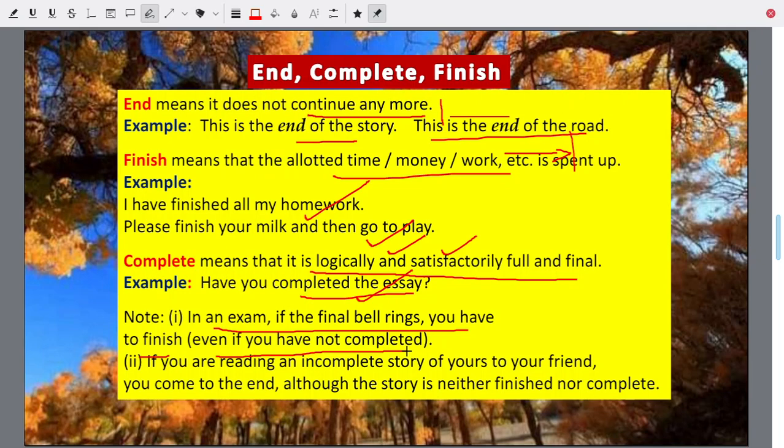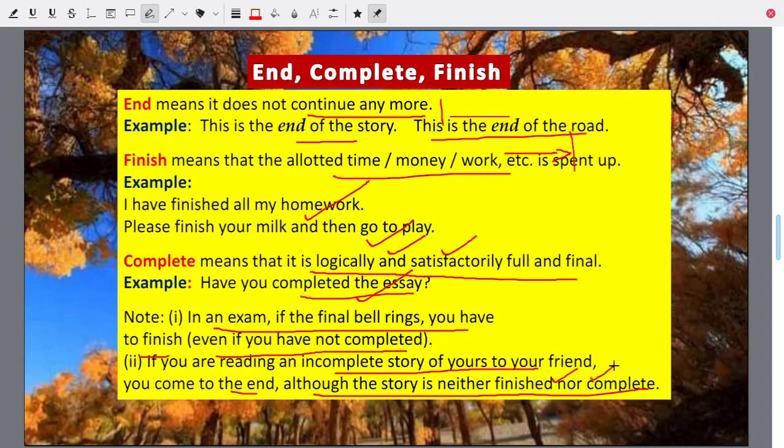finish. If you are reading an incomplete story of yours to your friend, you come to the end, although the story is neither finished nor complete. You will come to the end of the story, but the story itself was not complete. So, although you come to the last page, that is the end, the story is not finished and not complete.